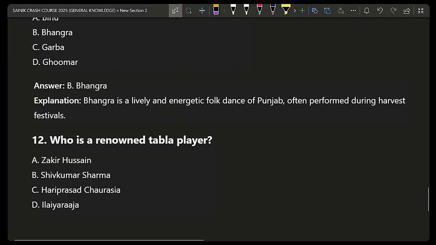Time up. No student gave the answer Ilaiyaraaja. One student said Hariprasad Chaurasia. Two students said Shivakumar Sharma, and the majority of the class gave the correct answer. It is nine students. Answer is Zakir Hussain.